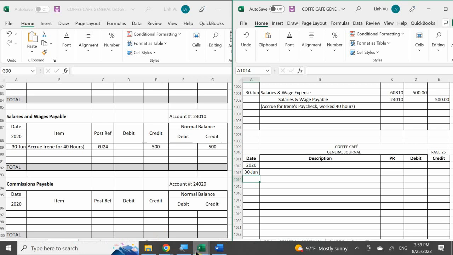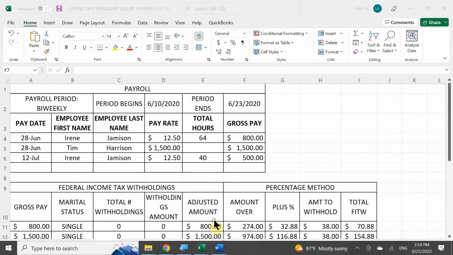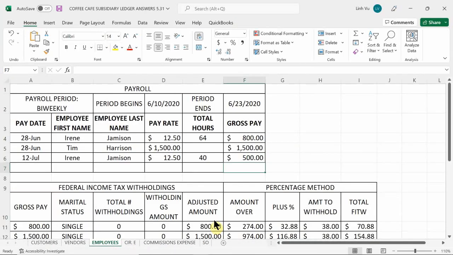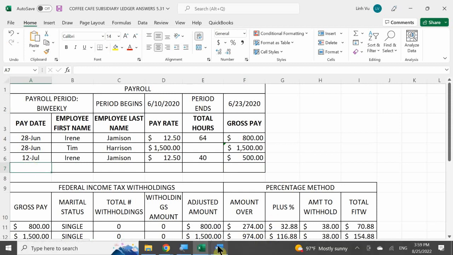No need to update the subsidiary ledger because you already did that by doing this section here. So again, once you get over this portion, just make sure that you do put a line there and adjust her hours accordingly. Okay. So then let's see what's next.